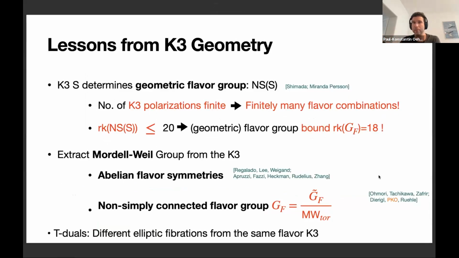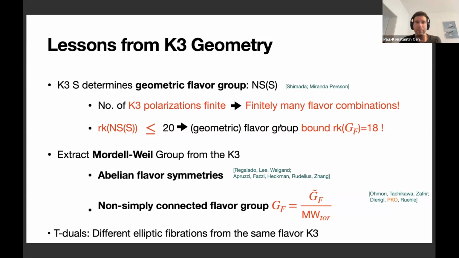And what are the lessons that we are getting from that? So the first lesson is, that's just what I said before, the K3, or better the Néron-Severi lattice, as Muyang was saying, gives you the geometric flavor group. And now we can exploit all these nice mathematical results by not only Shimada and Miranda-Persson, but also many, many others, that first of all tell you there's only a finite amount of K3 polarizations. So that's already pretty cool. That's roughly the same thing as there's only a finite amount of compact Calabi-Yau threefolds, or elliptic threefolds. But the point of this mathematical fact is that we have only a finite amount of flavor groups. And that's for the heterotic little strings. And that's super cool. It just comes out of the math.